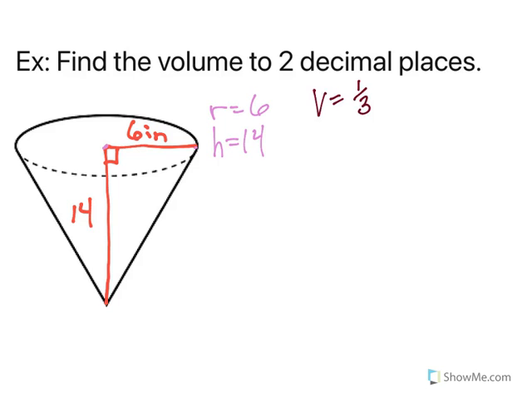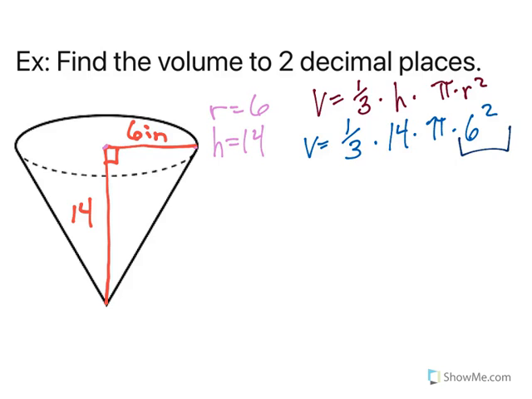So the volume again is 1/3 times the height times pi r squared. Let's plug in what we know. So I have 1/3. I know the height is 14. I've got pi, and my radius is 6, so 6 squared. Let's go ahead and do order of operations, which means I'm going to do that exponent first. So 6 squared is 36. So I have 1/3 times 14 times 36. I'm just going to put pi at the end.